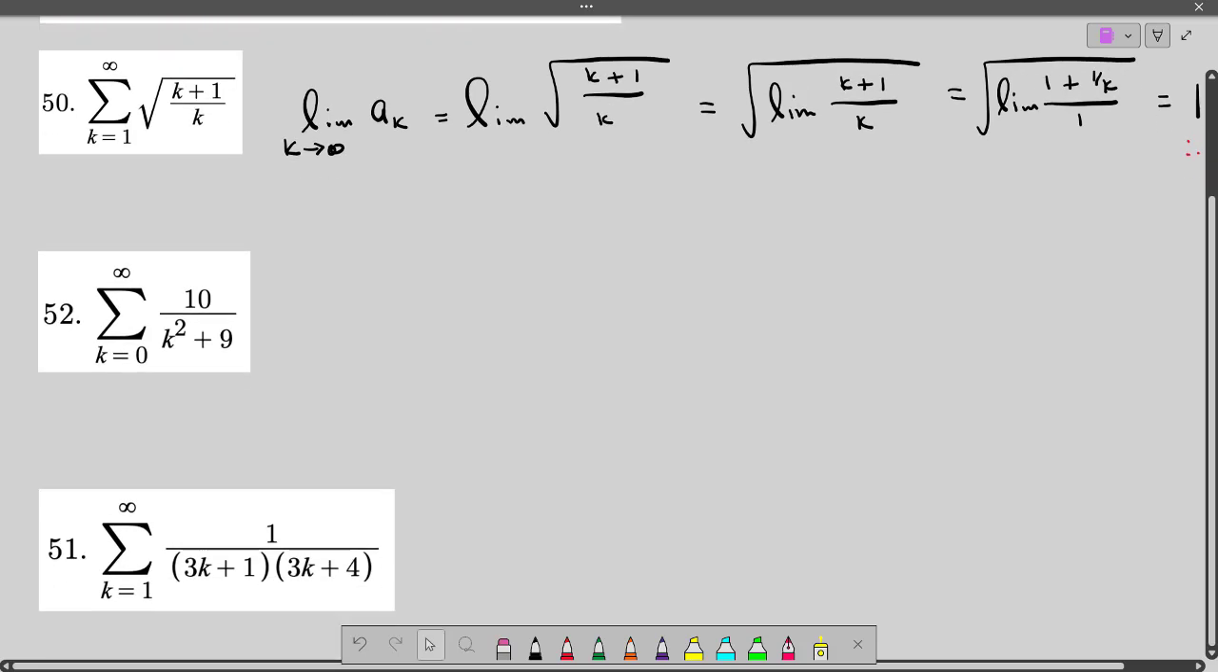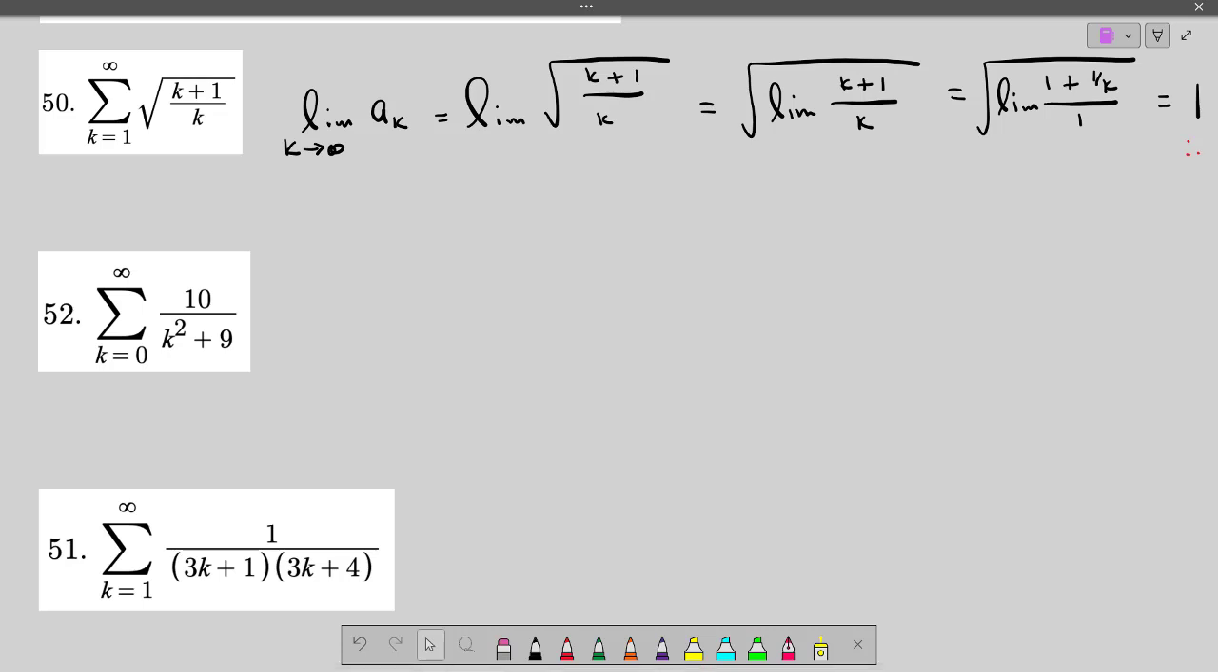Okay. This one. Is there a test here that comes to mind? The integral test is going to work here because we can integrate that. This is sort of an inverse tangent one. Is that a p-series? Not yet. It's not a p-series yet.